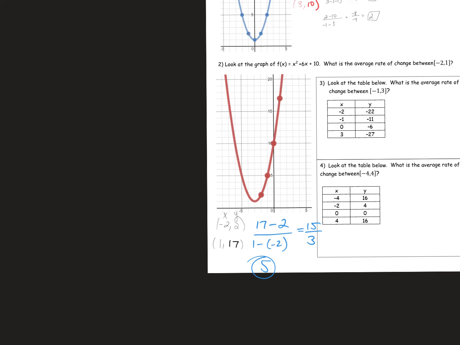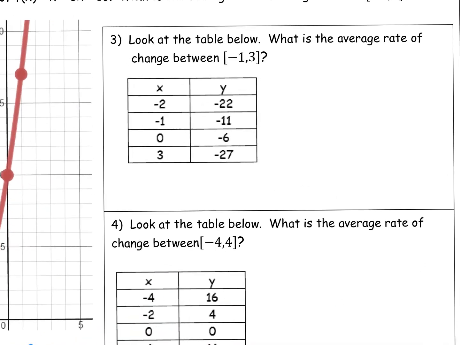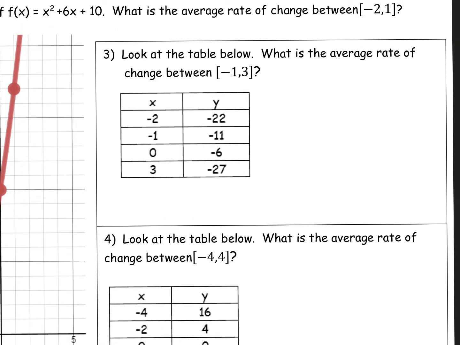All right, let's look at 3. All right, 3 doesn't give us a picture. 3 gives us a table of values. But they give us everything we need to know because they want to know the average rate of change over what interval? From negative 1 to 3. What are they telling me when they say negative 1 and 3? What are those two values? Those are x's. Good. I want to know from where x is negative 1 to where x is 3.